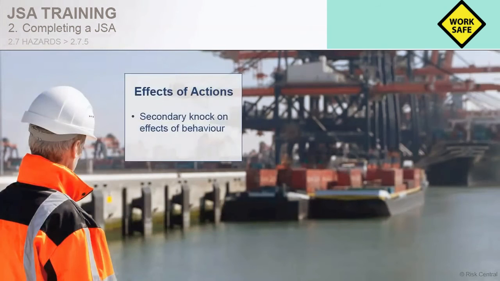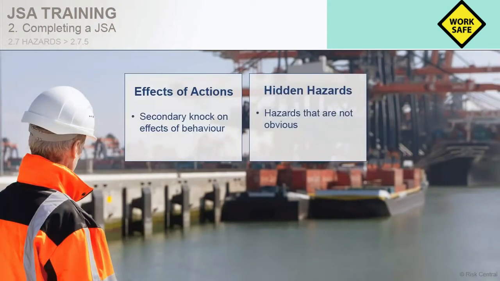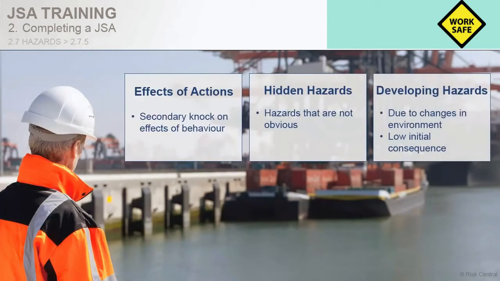Unplanned or secondary knock-on effects of actions, behaviours, or conditions at the job site. Hidden hazards that are not obvious. Developing hazards. Hazards that can emerge as a result of work activity in each step and changes in the environment. Hazards that have low initial consequence, but over time the consequence may change or increase. For example, gas build-up, hydraulic oil on turbo, fuel line failure, etc.